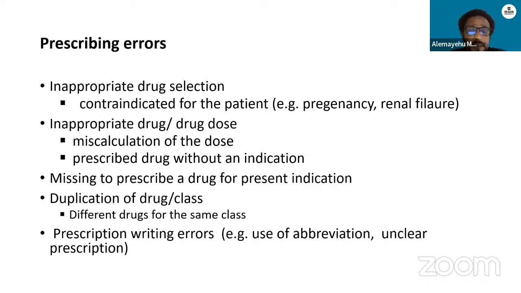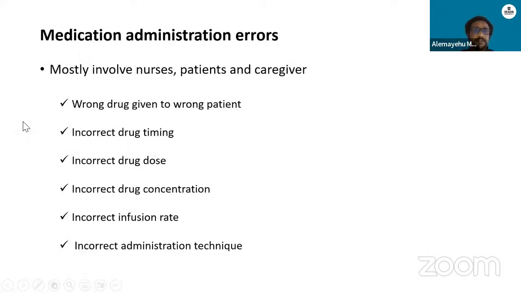Duplication of drug from the same class, and prescribing writing errors, from the eligibility point of view, can also cause prescribing errors. Okay, I'm sorry, I think I missed something. The other is medication administration errors. These errors mostly involve nurses, patients, and caregivers.